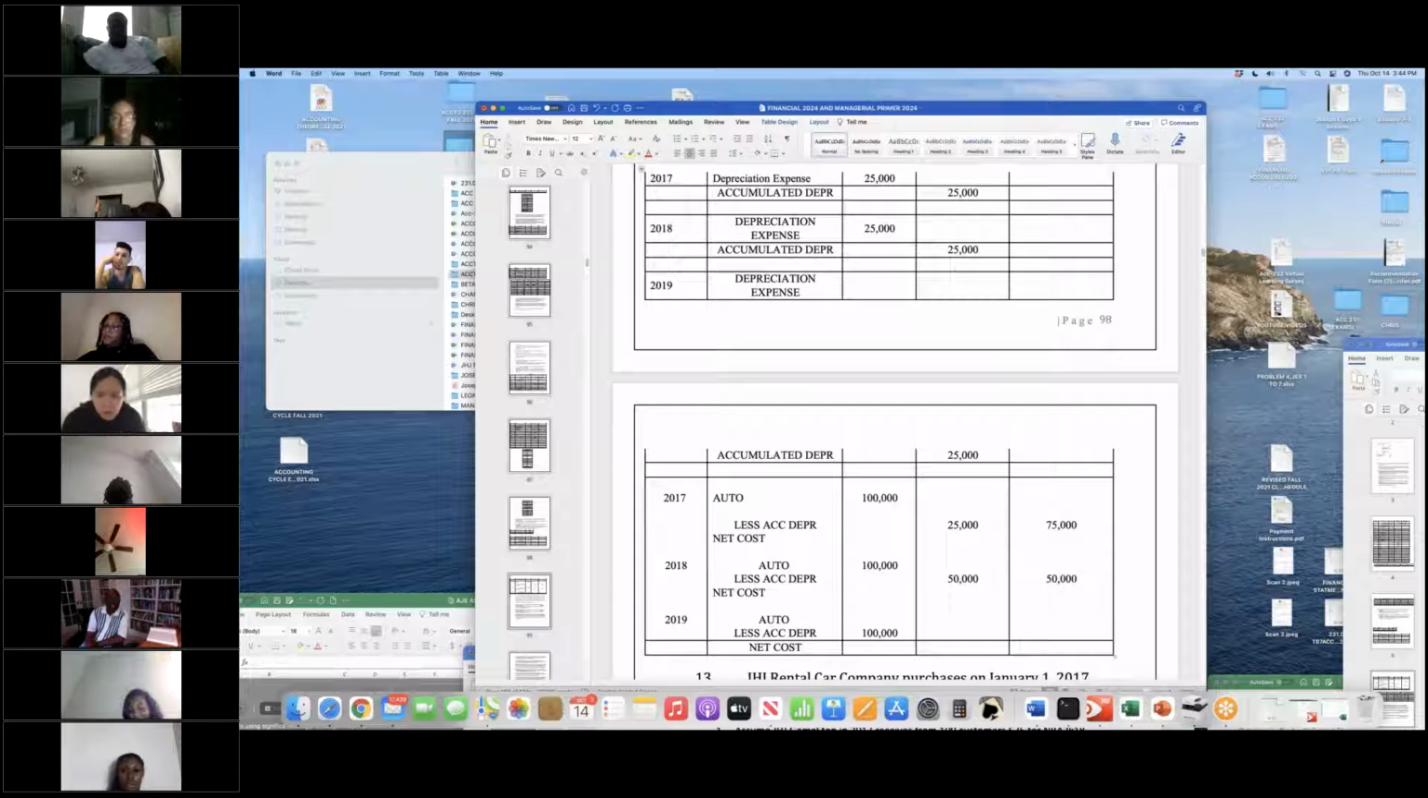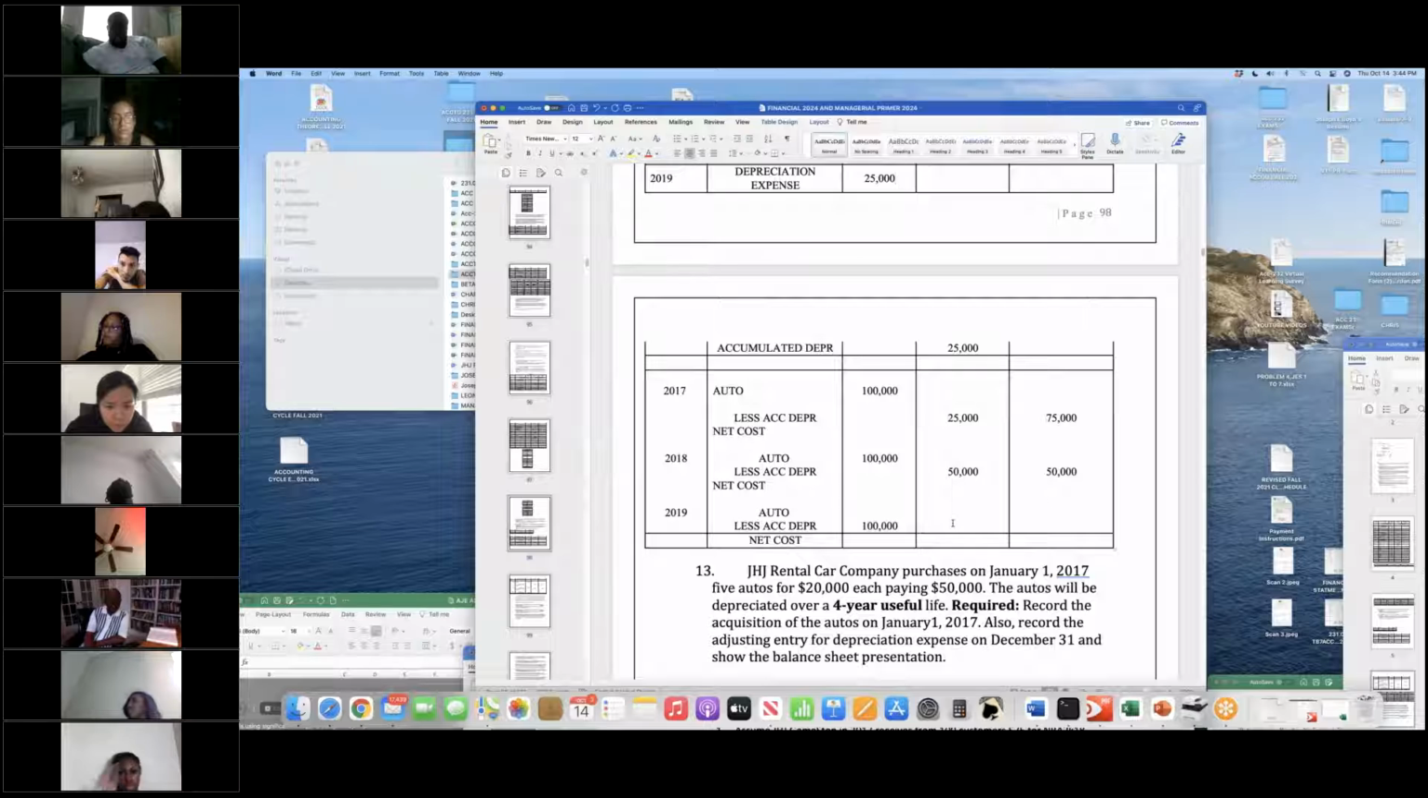And so what can you tell me is going to happen this third year? Additional 25,000 depreciation, debit, credit. And when we get to the balance sheet presentation, how much is in accumulated depreciation now? 75,000. So the car is now listed at what? 25,000. So that's all that's involved. So those are not the hardest ones.